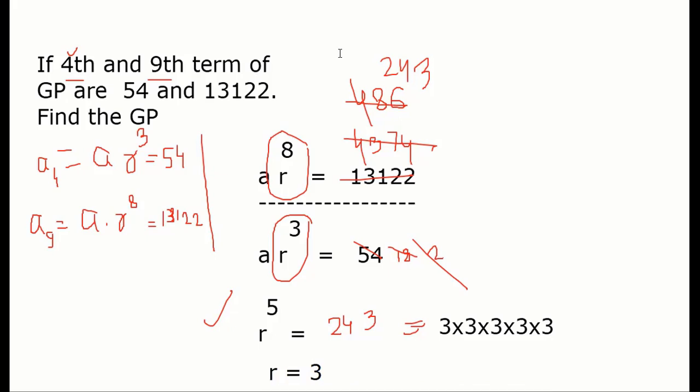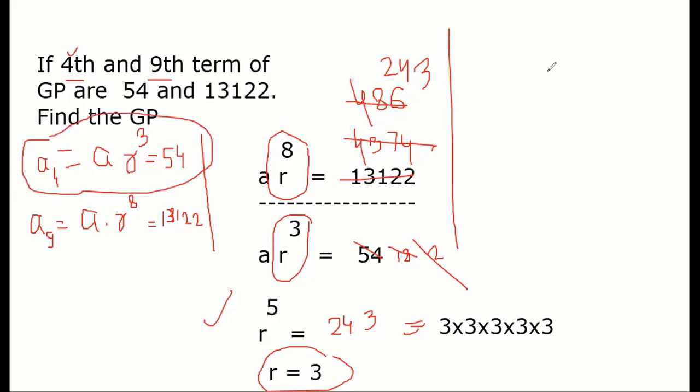Once we got R, you can use any of the equations. I am going to use this equation to get the value of A. So let's put A into R cube. R cube is 27, 3 into 3 into 3, equal to 54. Right? So A equals 54 by 27, which is 2. A equals 2, R equals 3.